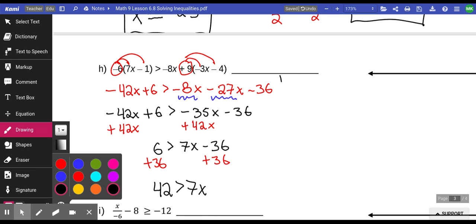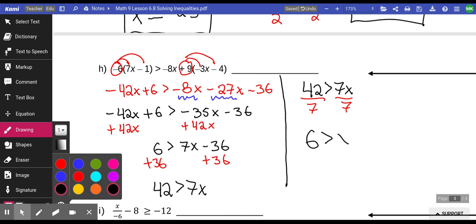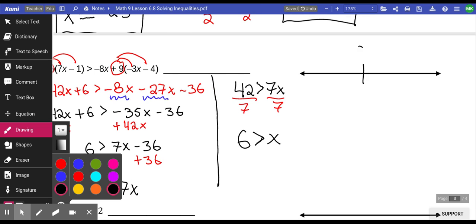If you ever run out of room, I highly recommend that you just start again, like make a little column and then start on that column. And then divide both sides by 7. And you get 6 is greater than x, like that. If we were to graph that, there's 6. I'm an open circle and I'm greater.